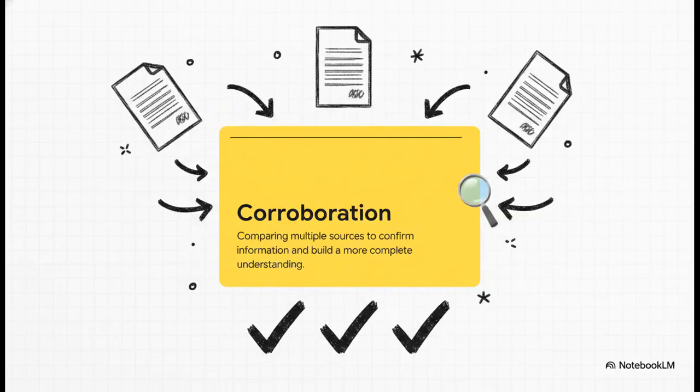Tool number 4 is corroboration. A great editor-in-chief never, ever relies on just one single document. If you want the truth about an event, you compare multiple sources to corroborate the facts and build a more complete, accurate picture. If 3 totally different primary sources from the same time period all point to the exact same conclusion, your confidence in that information goes way, way up.